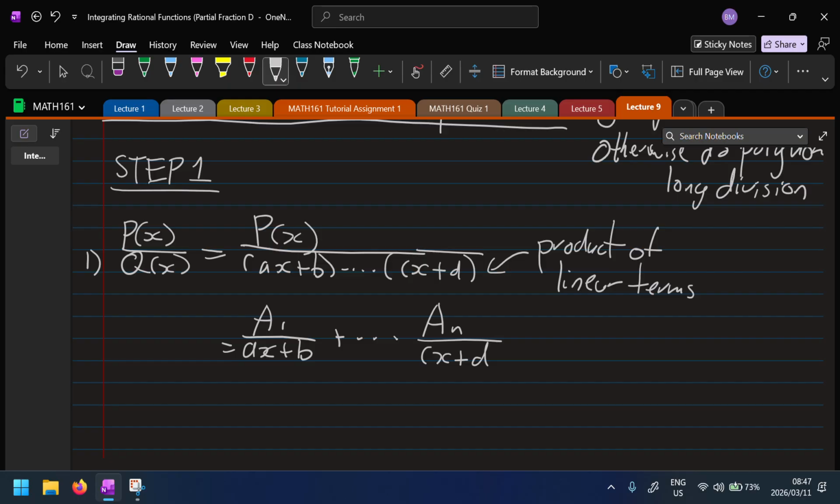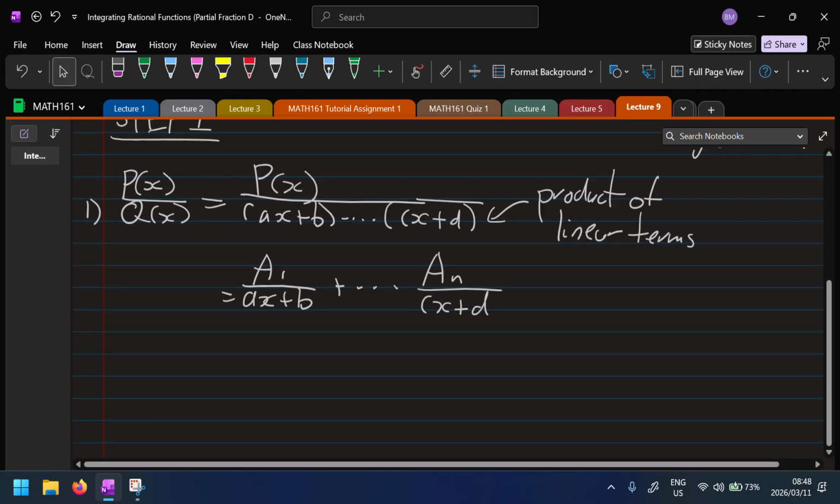This is why we call it partial fraction decomposition. We've got a rational function, or a fraction, on the left, and we decompose it into a sum of smaller, simpler terms on the right. Something complicated on the left, a sum of simpler terms on the right. Okay, so that's case 1, product of linear terms.